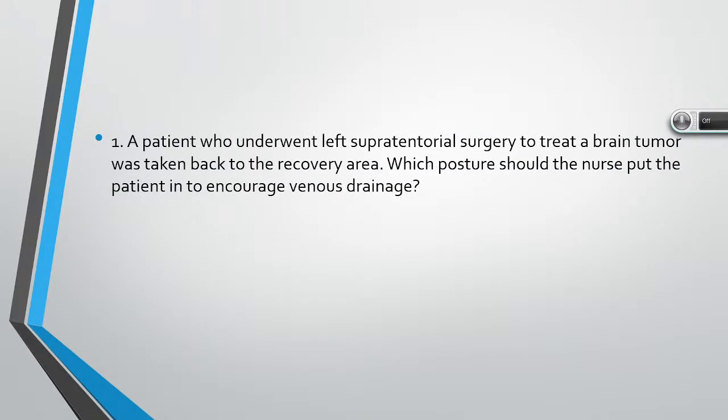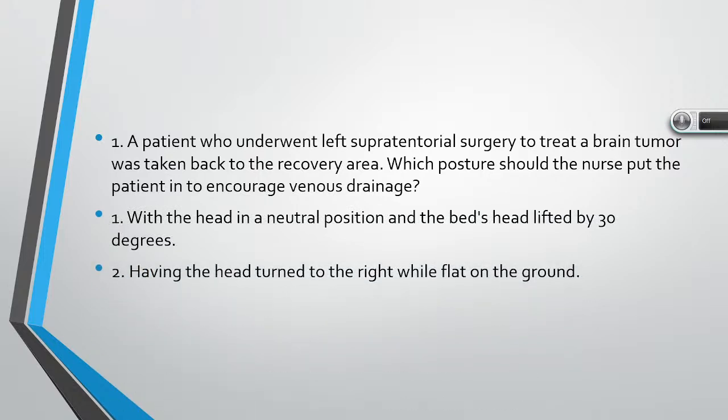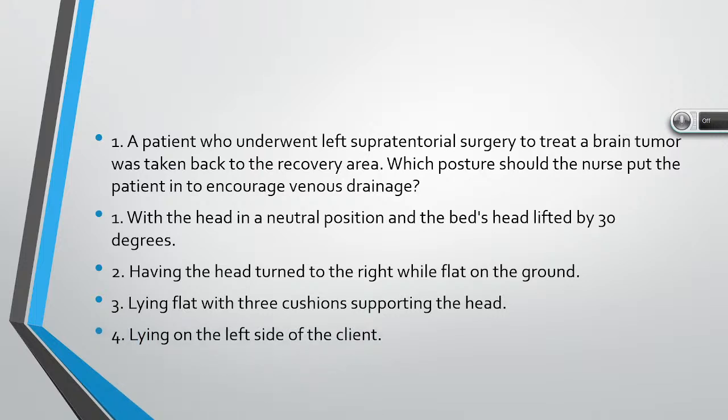So our first question is here. A patient who underwent left supratentorial surgery to treat a brain tumor was taken back to the recovery area. Which posture should the nurse put the patient in to encourage venous drainage? With the head in the neutral position and the bed head lifted by 30 degrees, having the head turned to the right while flat on the ground, lying flat with 3 cushions supporting the head, and lying on the left side of the client.